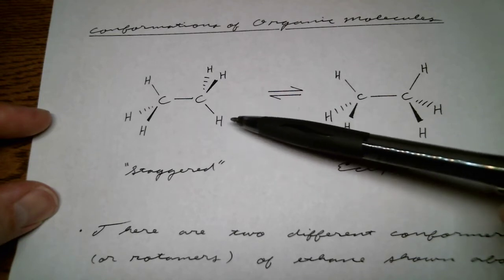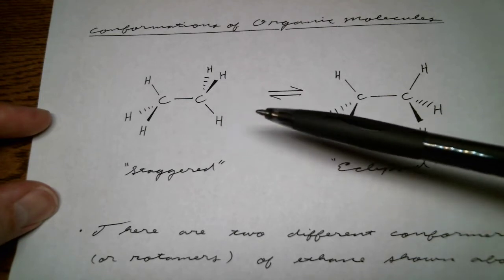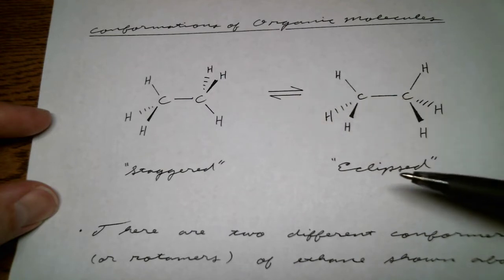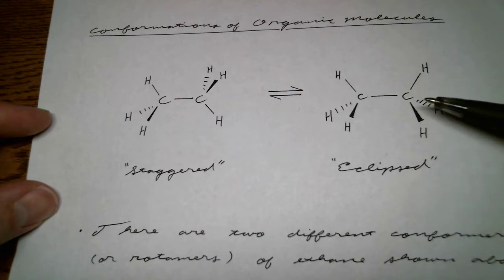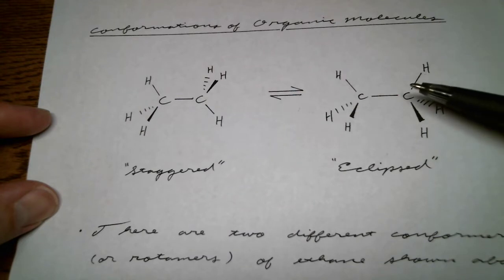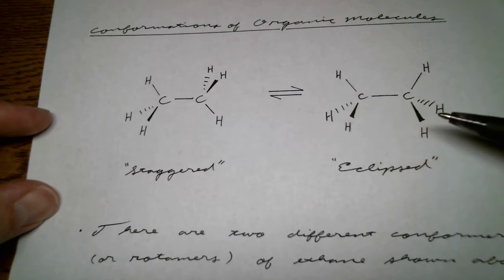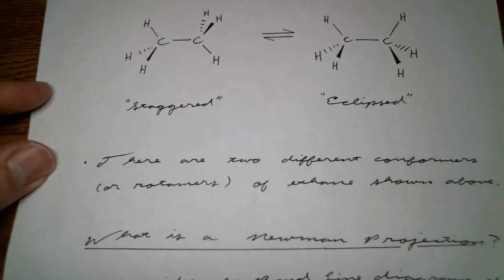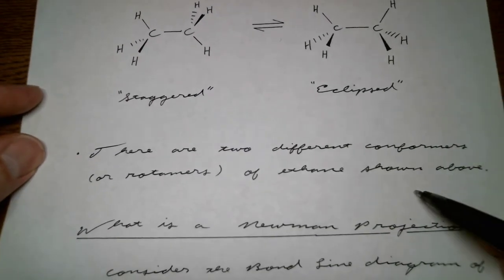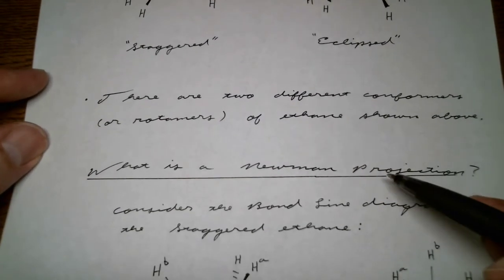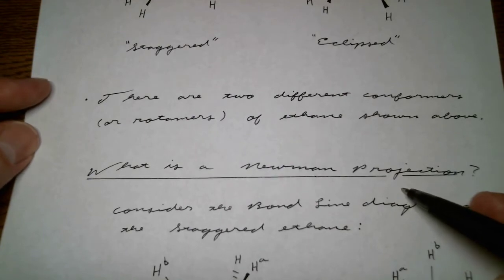Of course, we could turn this front carbon such that this wedged hydrogen is now in the plane, and this would get us to the eclipsed form because the wedged hydrogens are now eclipsing each other, as well as these hydrogens that are in the plane, as well as the set of hydrogens that have the dash bonds if you're sighting down the carbon-carbon bond. So, as we said, there are two different conformers or rotamers of ethane that are shown above. And this leads us to the question of what is a Newman projection?